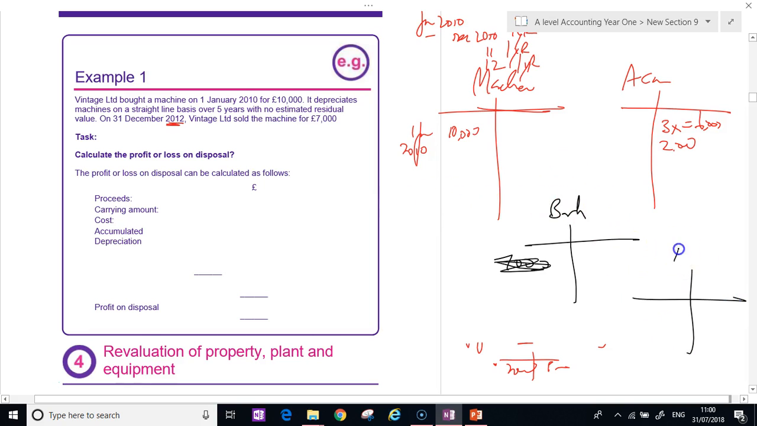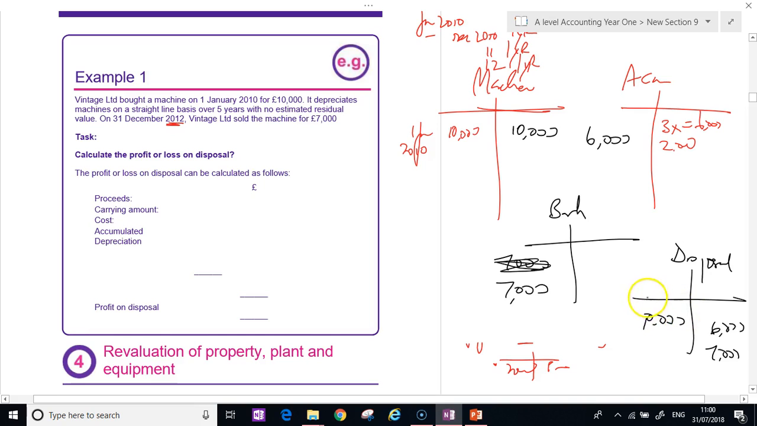So the first thing I should do is create a disposal. Let's get rid of this thing. So if I'm going to get rid of this, credit 10,000 here, and then put 10,000 in disposal. Debit accumulated depreciation 6,000 and put 6,000 in disposal. And then it says you dispose it for 7. So if you sold it for 7, you have debit bank 7 and credit disposal 7.